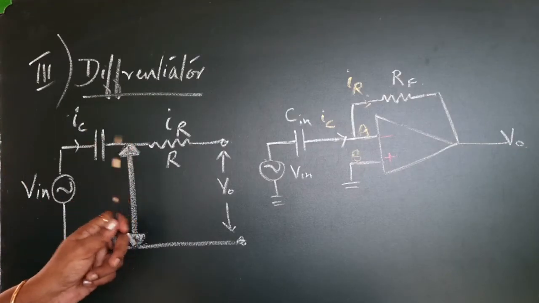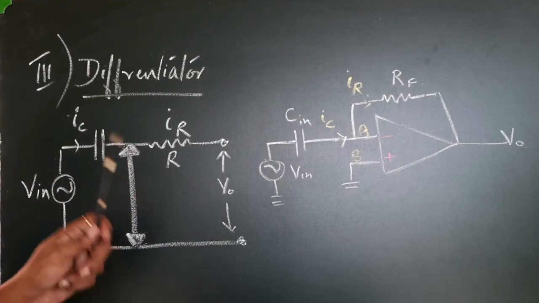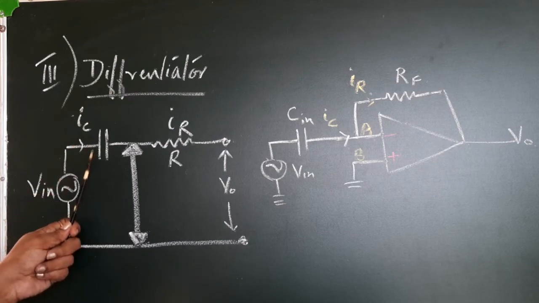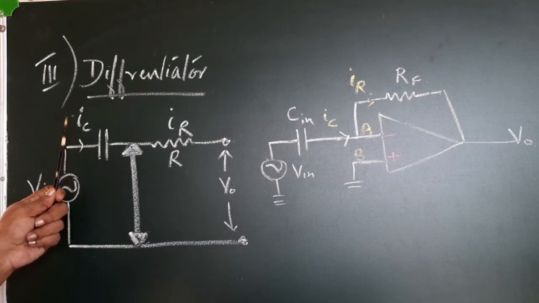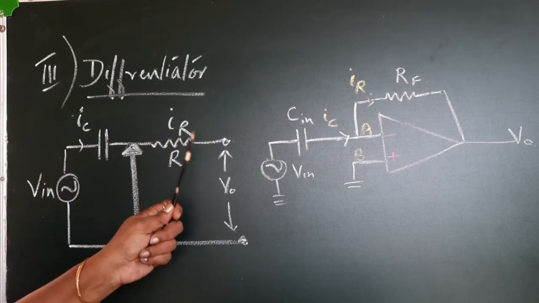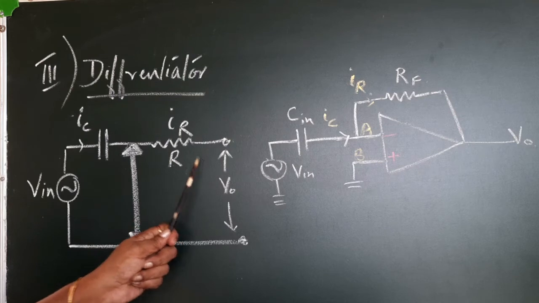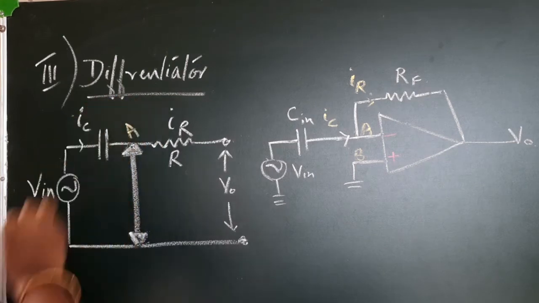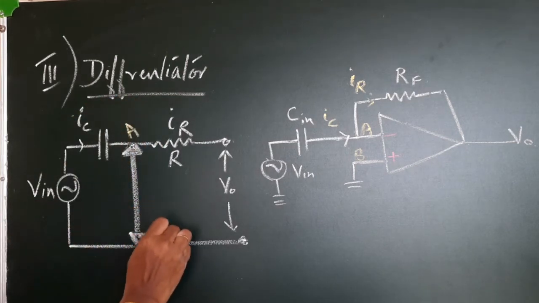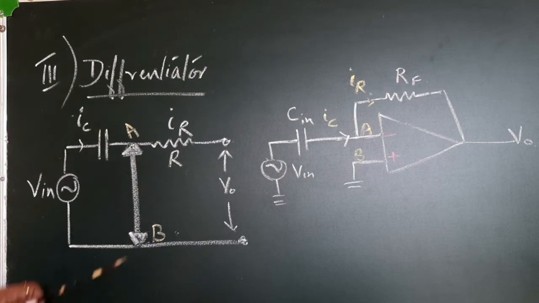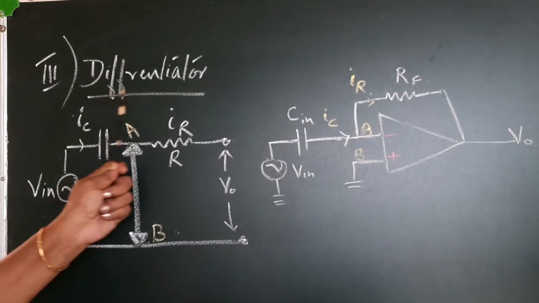Now let us see the equivalent circuit. So this is a capacitor. You can call it IC or I in. This is the current IR. This is a resistor. This point is our virtual ground point, A B. This is the input signal, this is the output signal. So this is the equivalent circuit of a differentiator.